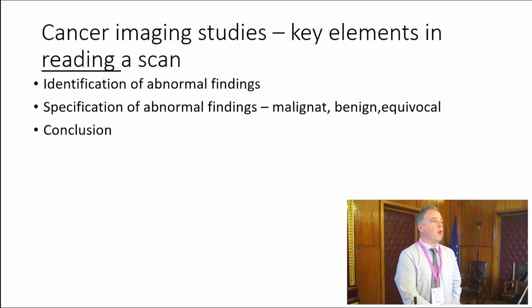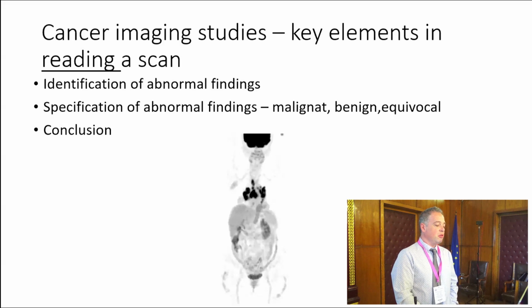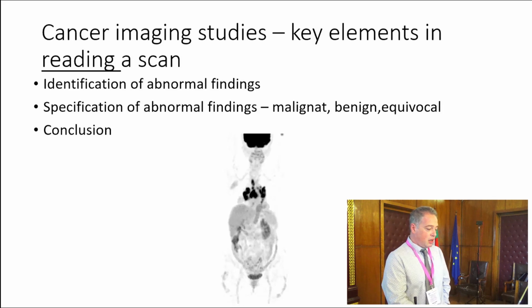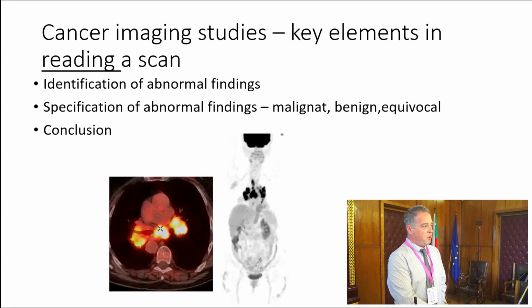Reading or reporting or interpreting a scan for a cancer patient can be done on very different levels. In almost half of the cases, you will have a report including identification of abnormal findings and their specification, either malignant or benign or equivocal or I don't know, and some kind of conclusion. Here we have a patient with massive mediastinal and hilar lymphadenomegaly, which as a basic reading can result in only one thing. There's a cancer patient, large hot lymph nodes. These are lymph node metastases.